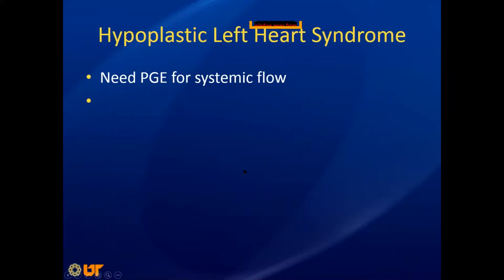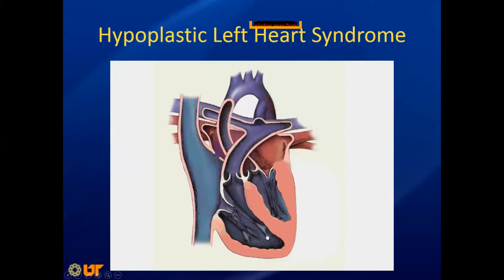So these need prostaglandins as well, but for systemic flow. So here you're using prostaglandins to provide blood flow to the body. And in this case of these really small aortas, the blood flow actually goes both ways. So blood will come out of the PDA and actually go backwards to the ascending aorta and fill the coronaries and go to the body too.